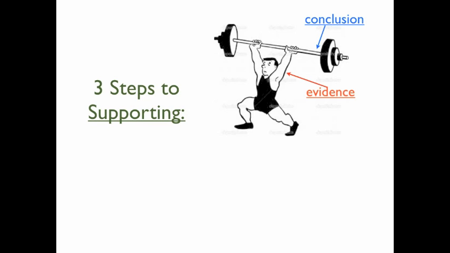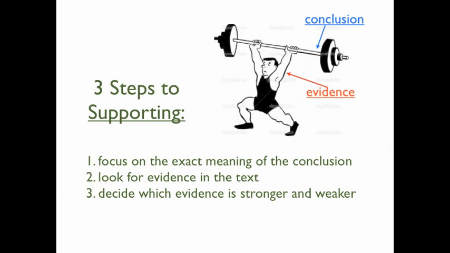So to wrap up, just a quick review of what we did. When you get a conclusion to prove, first, focus on the exact meaning of the conclusion. Second, read the text and look for clues. And third, decide which clues are stronger and which are weaker.